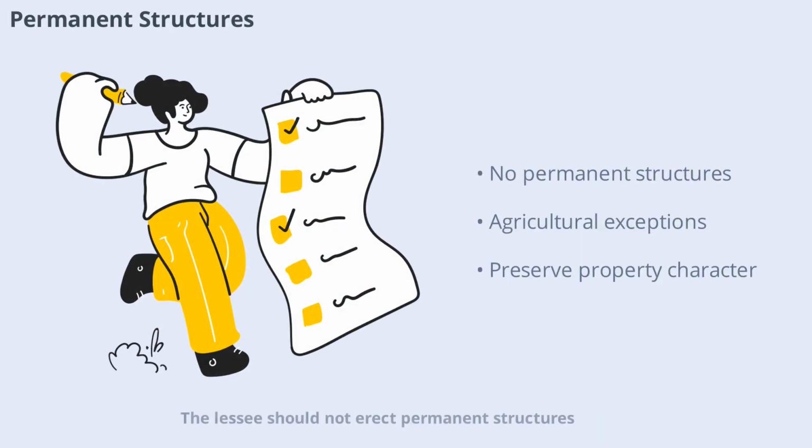The lessee should not erect permanent structures on the property except for agricultural purposes. This restriction prevents unauthorized alterations and preserves the original character of the property. The law allows flexibility for agricultural improvements, recognizing their importance.